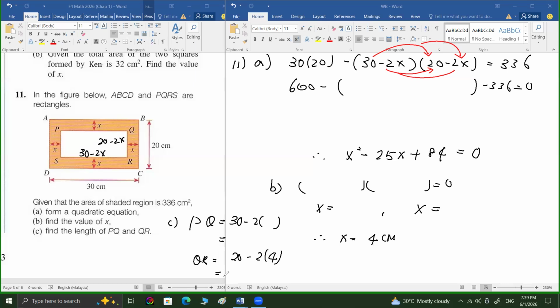Okay, can you get this? Does any of you need help? If you can't get x squared minus 25x plus 84, let me know, I'll show you how. Julia, you know how to expand already? This part, yeah? Okay.